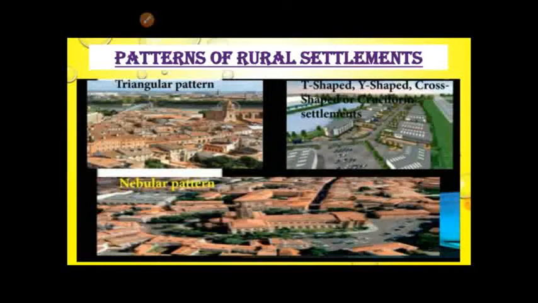Nebular pattern. The arrangement of roads is almost circular, which ends at the central location or nucleus of the settlement, around the house of the main landlord of the village or around a mosque, temple or church.